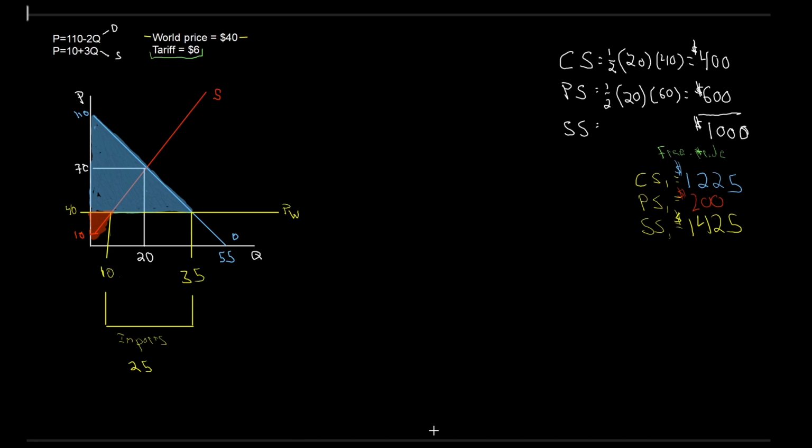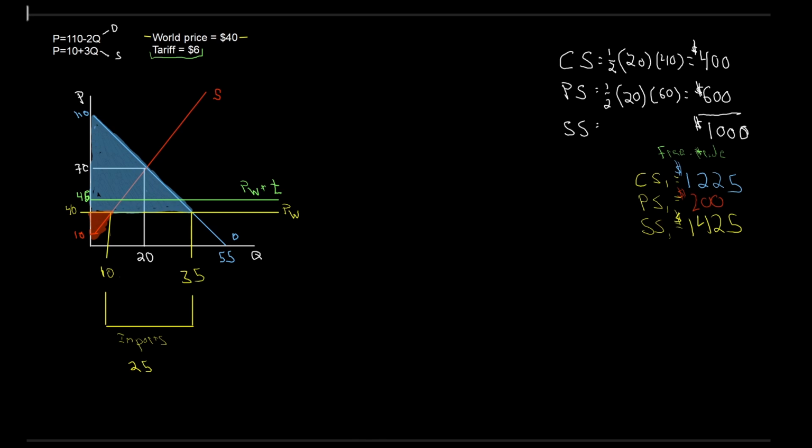So again, the way that this works, this is a per unit change in the price. Every unit imported ends up costing $6 more. So while the world price is 40, we end up getting a new price of, let's carry that across, my world price plus the tariff. So that would be 46. 46 being the new price that we end up seeing underneath this scenario.